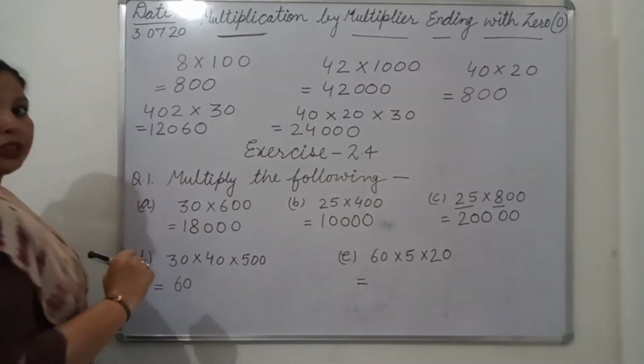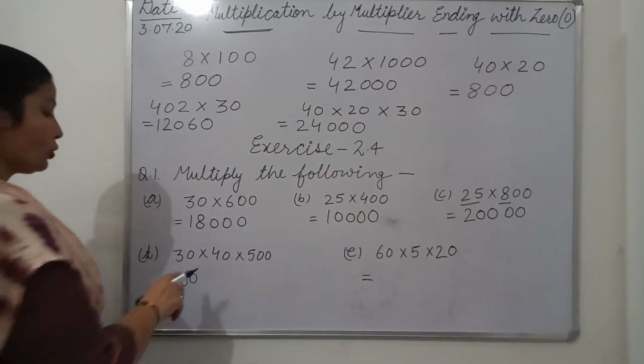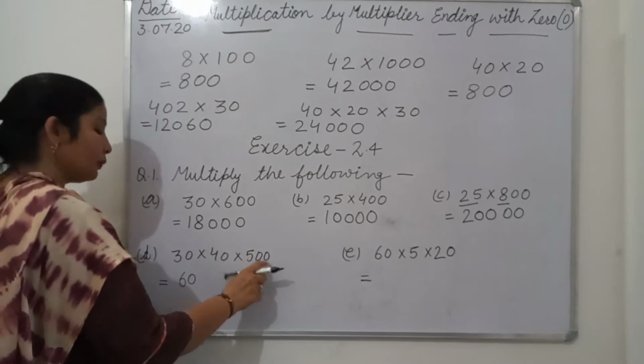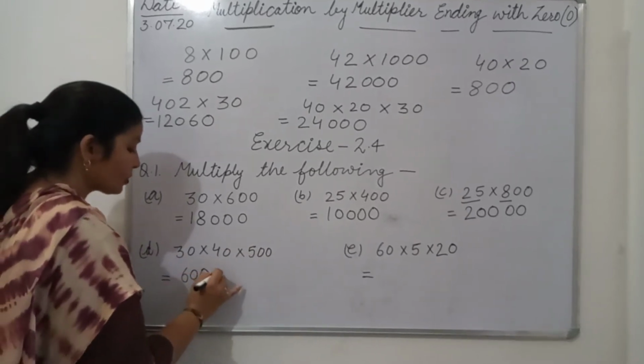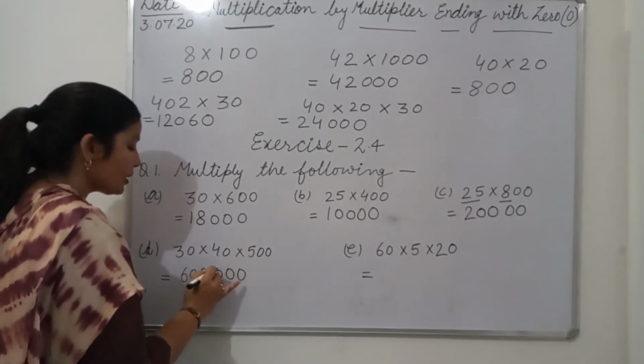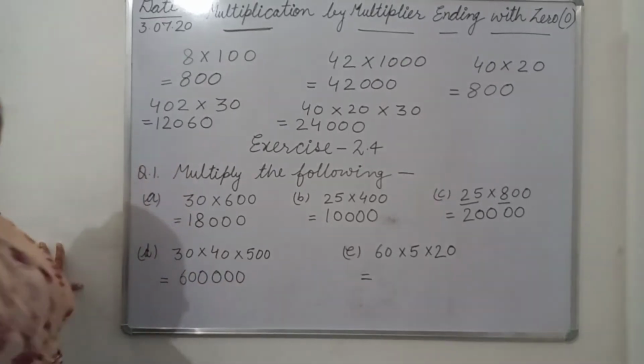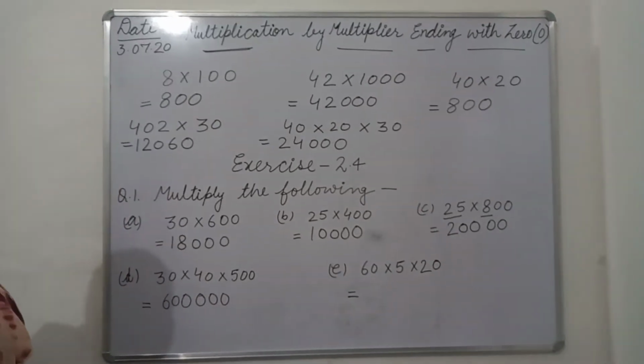Now as many zeros as we have, we have to write. So 1, 2, 3, 4. 4 times 0. So our answer is 6 lakhs. Okay. Next is the E part.